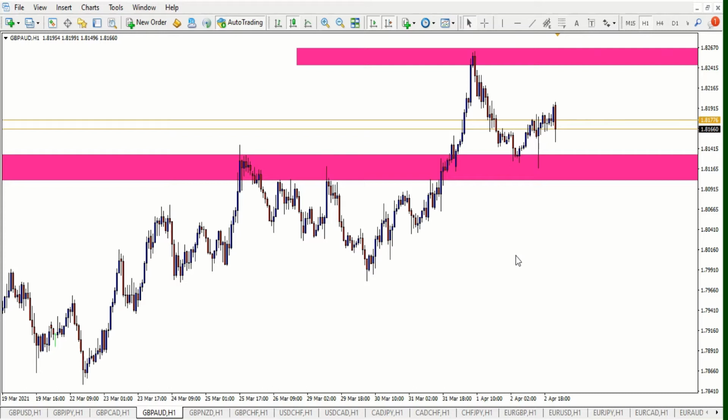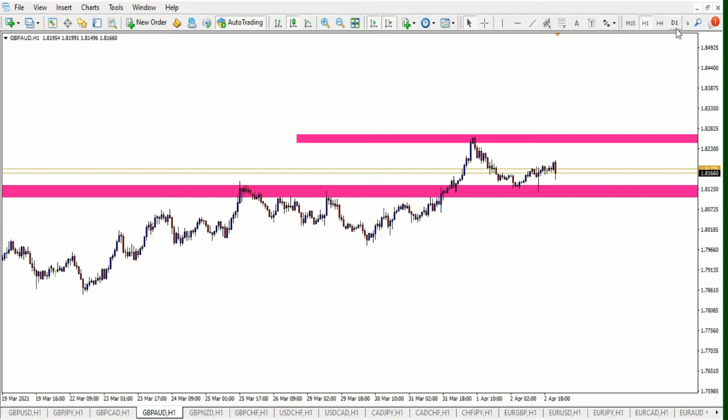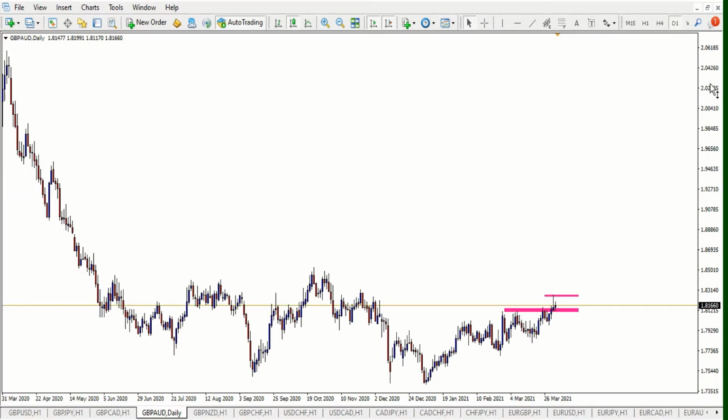So without further ado, let's go to the first pair that we're looking for this week, which is the Great British Pound and the Australian Dollar. Okay, so you know how it goes. Let's start on the daily just to see the general trend.